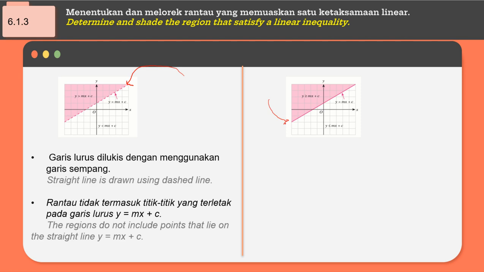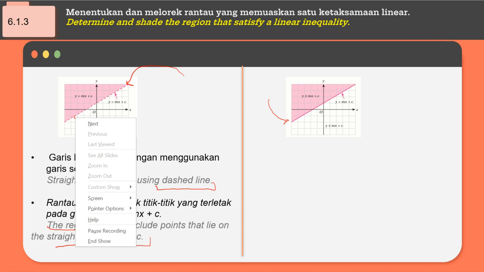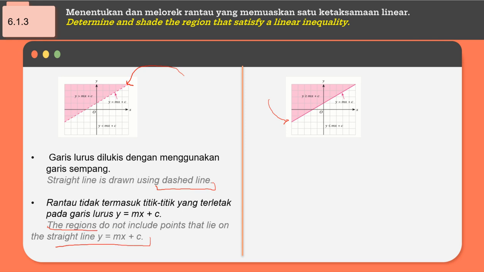Alright, so it says from the first diagram, straight line is drawn using the dashed line. What do you understand about the dashed line? The regions do not include the points that lie on the straight line y equals to mx plus c. That means if you have a coordinate here, let's say a point that lies on the dashed line here. For example, this point, negative 1, negative 3. So the point negative 1, negative 3 does not lie in the region because you have a dashed line.